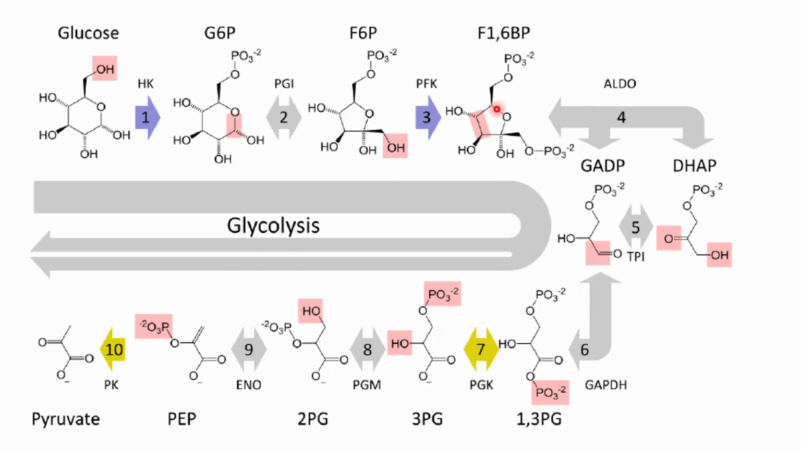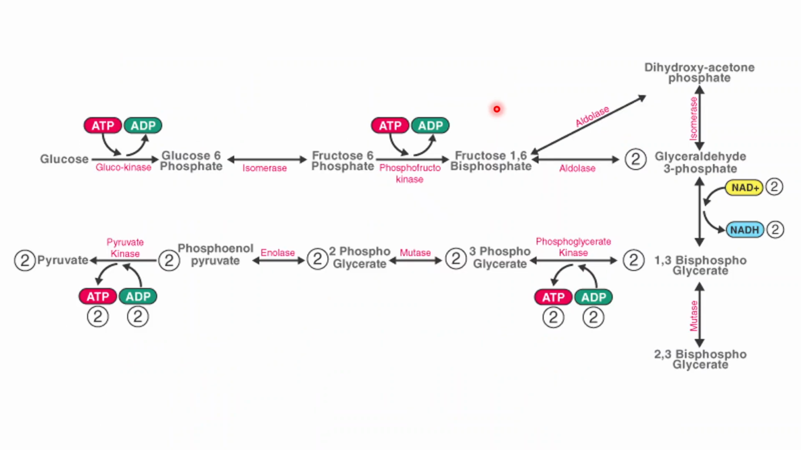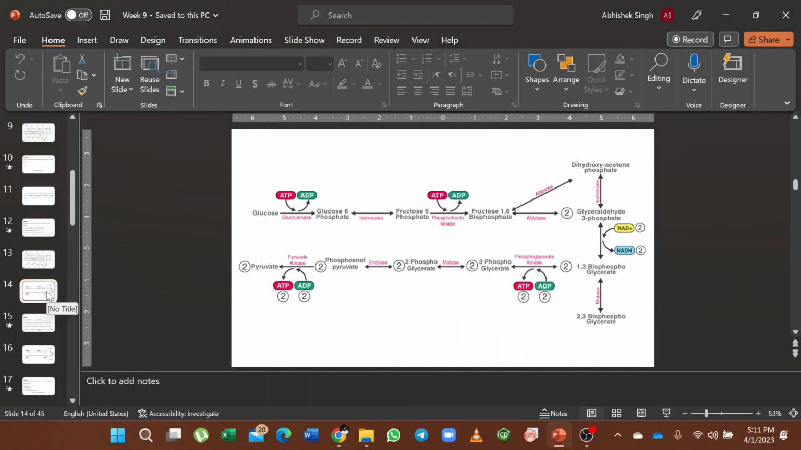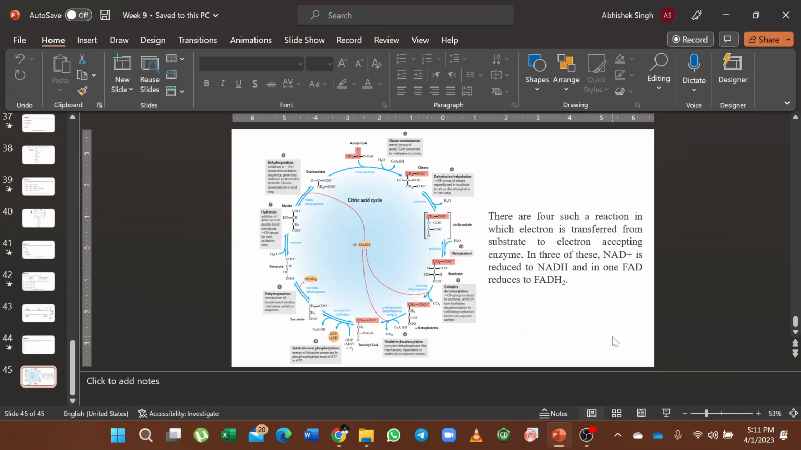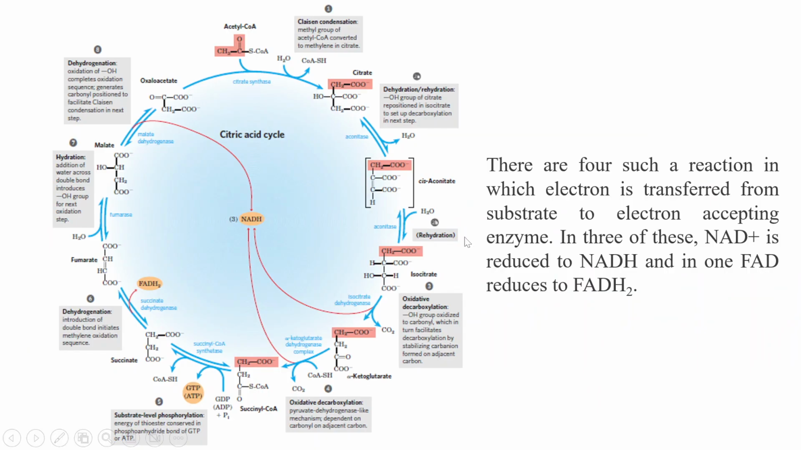I have told you kinase means transfer of phosphate group. Isomerase means isomerization reaction. So like that you can remember. Dehydrogenase means dehydrogenation is happening, so hydrogen will be removed. Like that you can actually see the cycle. Even in the citric acid cycle, you can see each step.